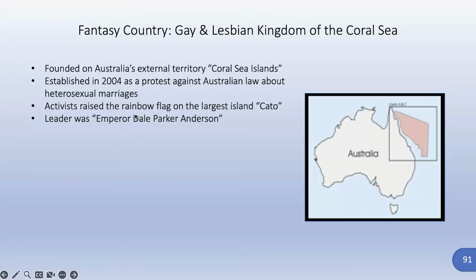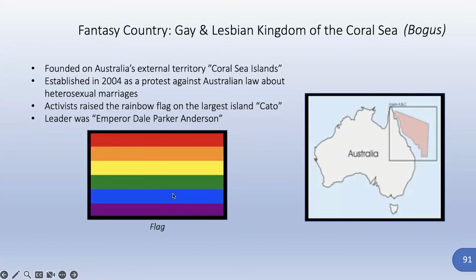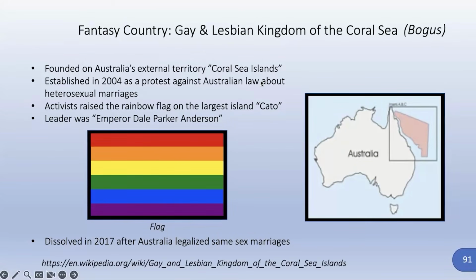Fantasy country stamps have been issued for different reasons. In this case, they were protesting the fact that Australia passed a law about heterosexual marriages. And so they raised the flag on one island. The leader was Emperor Dale Parker Anderson. There's lots of information about this on the internet. It's a bogus, obviously. Here's their flag, of course, with the rainbow colors. This whole fantasy country was dissolved in 2017 after Australia legalized same-sex marriages. And there's your reference for that.